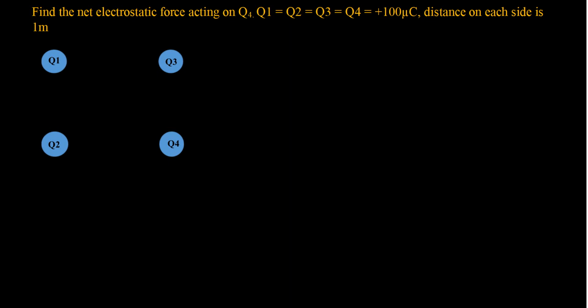Okay, in this question, we will be dealing with a different style of setup of charges. They will come as 4 charges making a square. Again, I'm asking for the net electrostatic force acting on Q4, because of the other 3 charges, Q1, Q2, and Q3. Now, all these 4 charges have the same magnitude and the same type. They're all positively 100 microcoulomb, and the distance on each side is 1 meter.